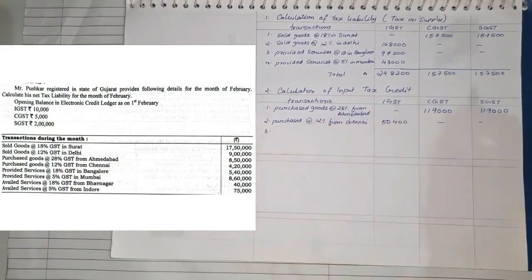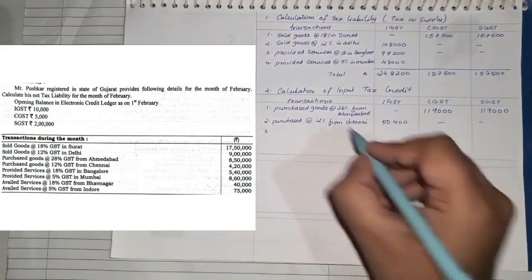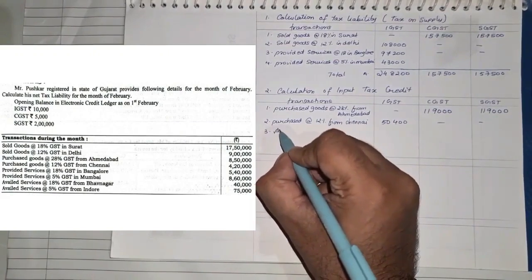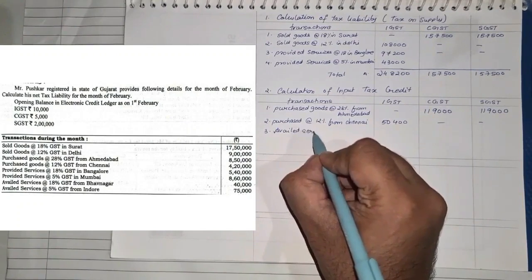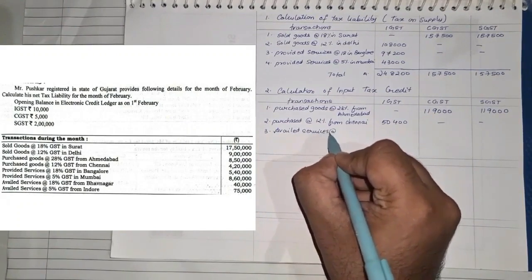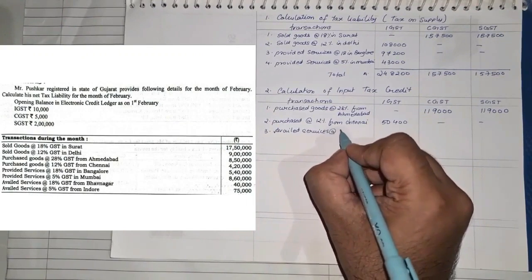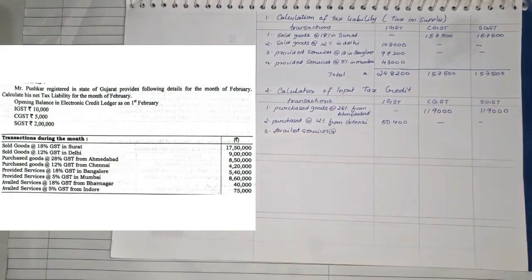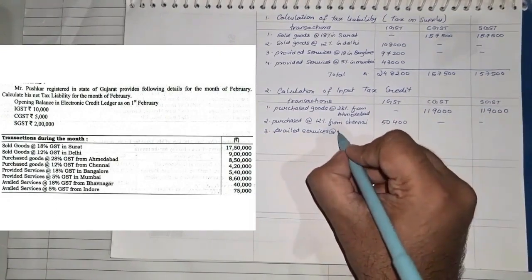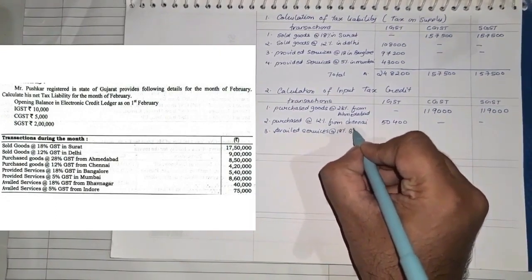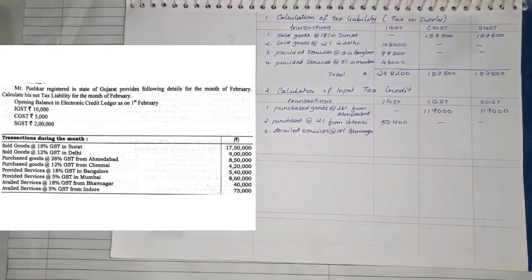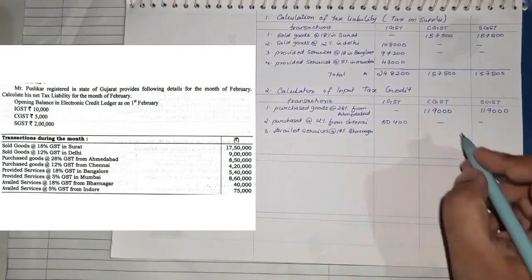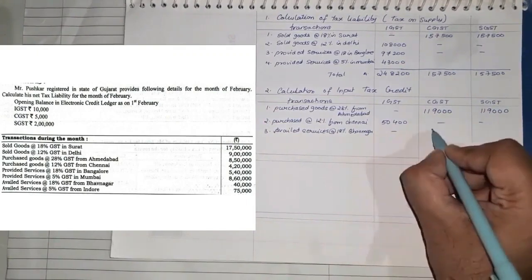Third, we can see in the second last two, the availed services. Availed means we have taken, purchased. So availed services at the rate of 18% from Bhavnagar, and it's in Gujarat itself, so it gets split in two parts, 9% each. I'll write it here as 18% from Bhavnagar. Its value is 40,000. The 40,000 into 9% will give you 3,600 each.